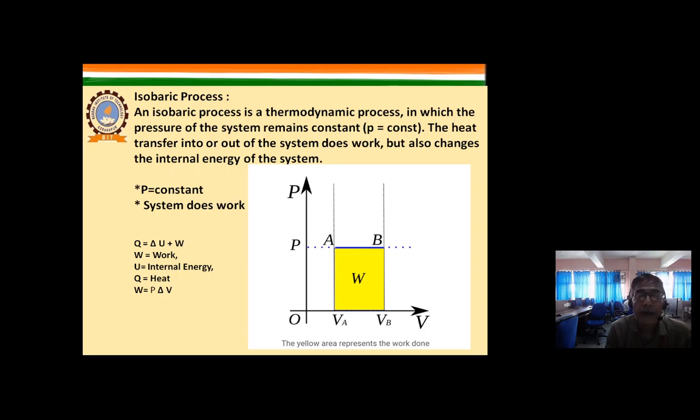In this figure, from process A to B, the yellow area represents the work done.